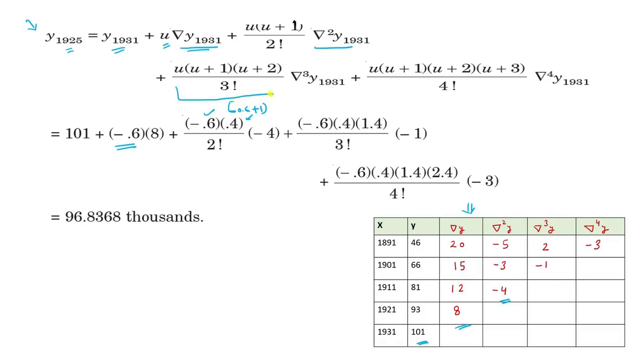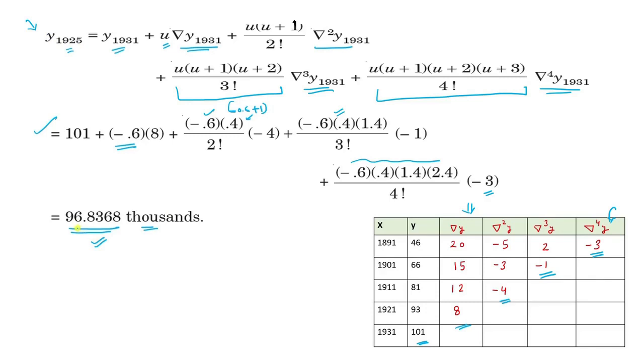Similarly, we put the u value here and we got this, then into this minus 1. Similarly, we put the u value in this and we got this, and the last value of del 4 y 1931. So del 4 of y 1931 is the last value minus 3. After solving this, we got 96.8368. All the values of the population are in thousands, so we are specifying 1000. So corresponding to year 1921, we have this much population.